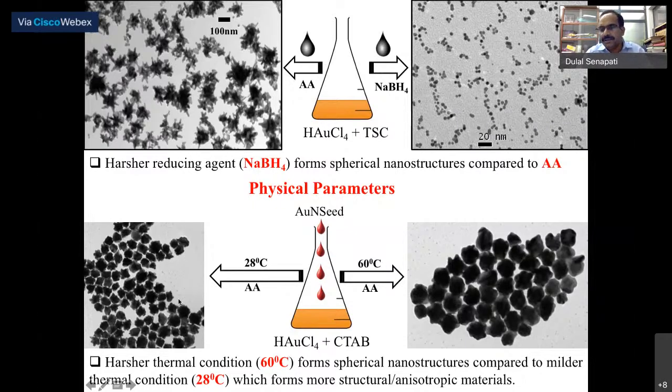Remember a few slides back, when we give a harsher condition during the synthesis, it generates the spherical particle. But when we use a milder condition, like room temperature or below room temperature, then it generates anisotropy.